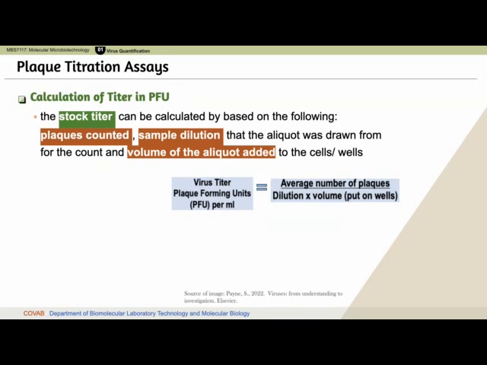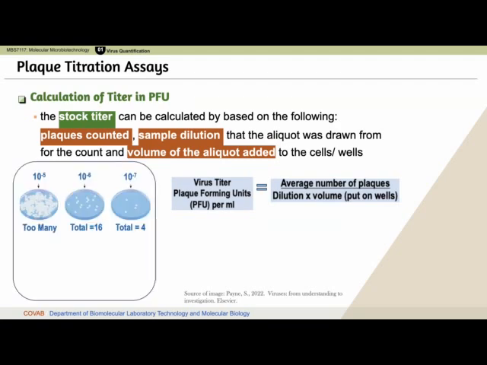Now we are able to calculate the titers in terms of plaque forming units. The stock titer can be calculated based on the following. We count the number of plaques. We note the sample dilution at which the aliquot was drawn for the count. And then we also take note of the volume of the aliquot that was added to the cells. Now let's look at this in a pictorial form.